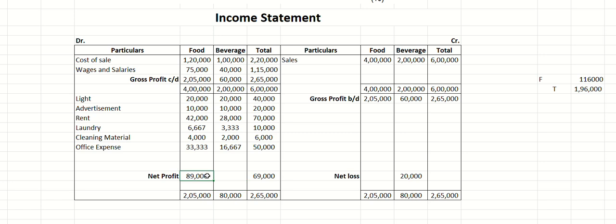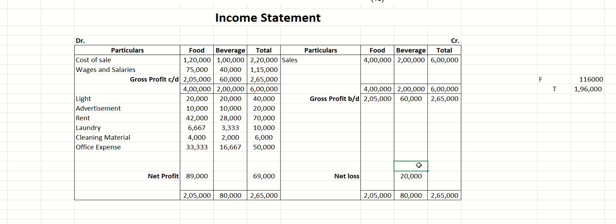The food department has made a profit of 89,000, but for the total business, the beverage department has sucked out the 20,000 profit from that. See, this is the importance of marking the income, expense and profit of departments separately. Now we know the beverage department is making a loss, so we have to take care. We have to take some measures to make it profitable.